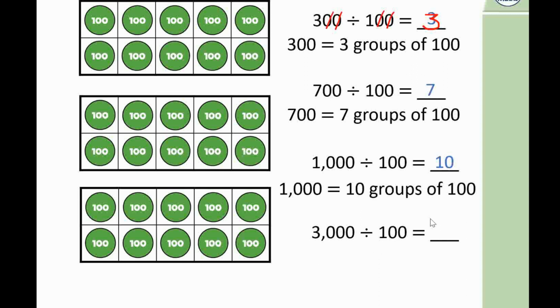Now, there's 2 ways of doing it. Firstly, for 3,000, there's 30 groups of 100. If you count all these, you'll get to 30, okay? The other way to look at it is you're dividing by 100. Well, 100 has 2 zeros here, so you can only cancel 2 zeros there, yeah? You can't do any more. It would have to be 1,000 if you were to cancel this one. Okay, and that will give you your answer, 30.